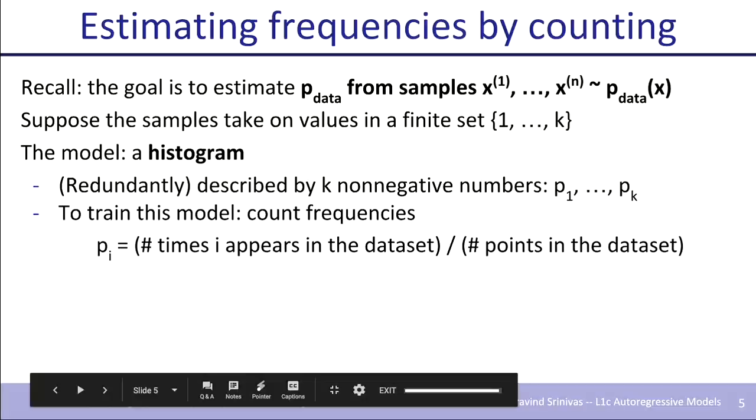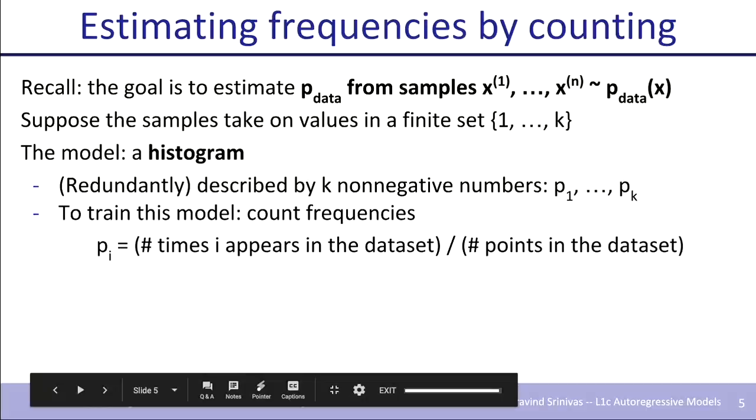Can somebody tell me how to fit this model? 1 over k? That does not depend on the data. So we need a scheme that looks at the data set. It's quite important. Let's say the data set is x1 through xn, and these are all elements of 1 through k. The way to do this is to form a histogram of the data. This is the way to fit these types of distributions. The data set is going to be some collection of numbers, like 1, 5, k minus 1, k, 2, and so on.